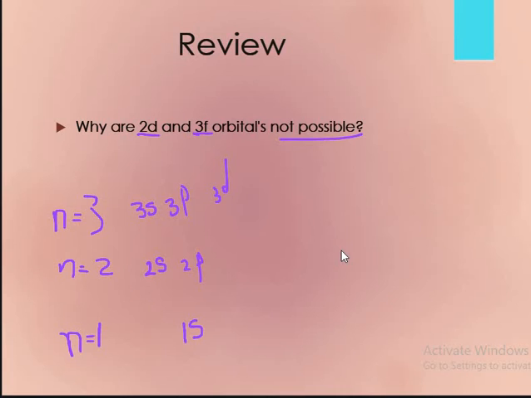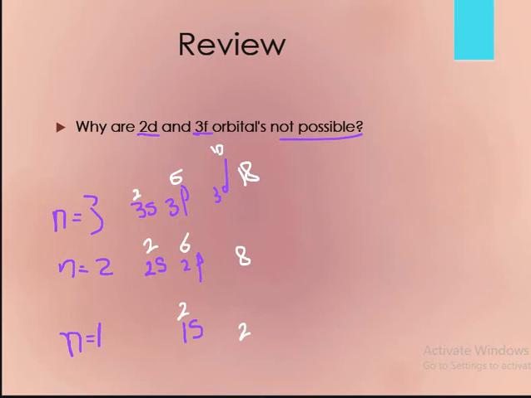Now let's write the number of electrons. In n equal 1, I have 2 electrons. In n equal 2, I have 2 electrons and 6 electrons. And here I have 2, 6 and 10. So we talk about the maximum number of electrons. In energy level number 1, I have just 2 electrons. I cannot add any new electron. Here in level number 2, I should have just 8 electrons. And here I should have just 18 electrons. I cannot add any new electron here.